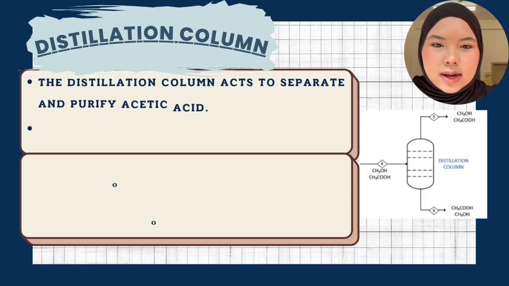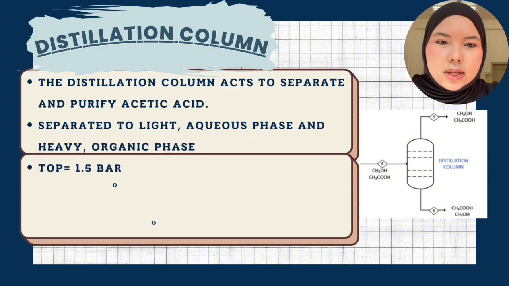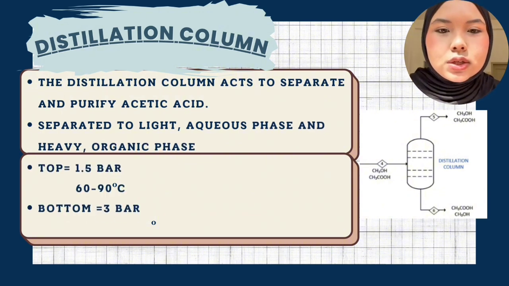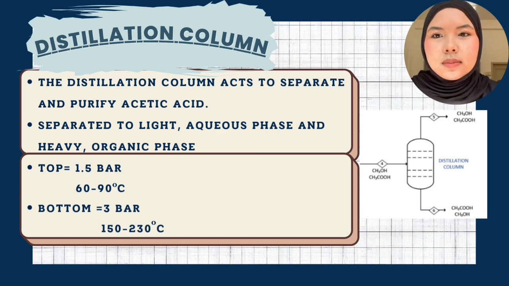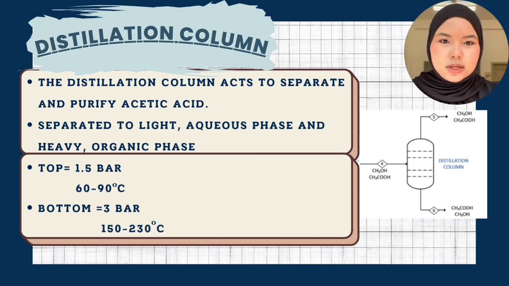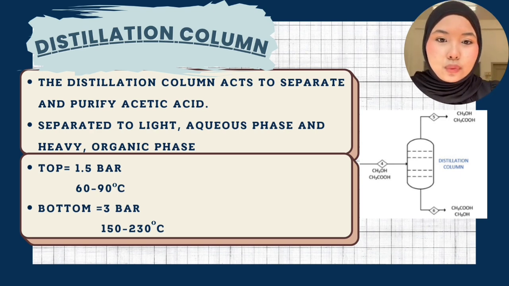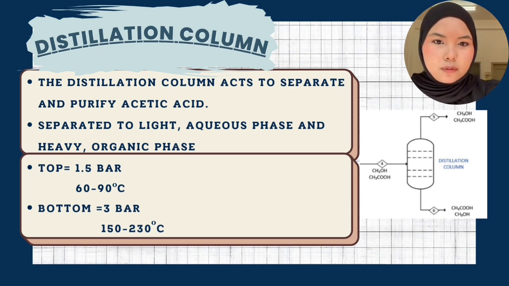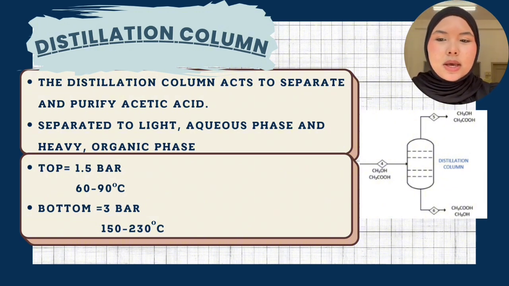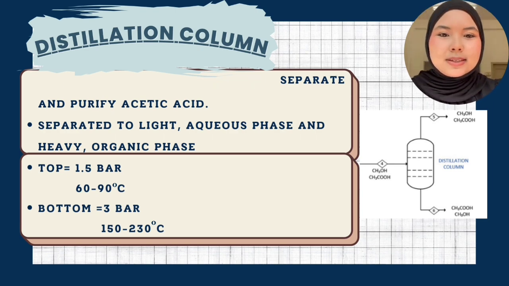Next, this slide explains the role of the distillation column in the production of acetic acid. The purpose of the distillation column is to separate and purify the acetic acid by separating the mixture into 2 phases: the first is the light aqueous phase and the second is the heavy organic phase. The operating conditions are 2: first, the top of the column, which operates at 1.5 bar and 60 until 90 degrees Celsius, and second, the bottom of the column, which operates at 3 bar and 150 until 230 degrees Celsius.